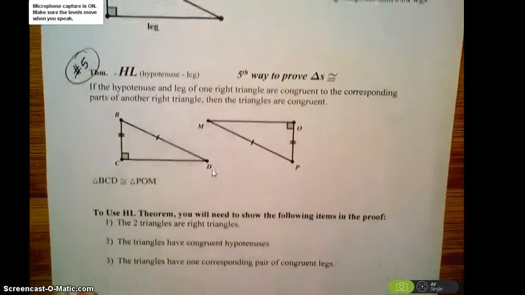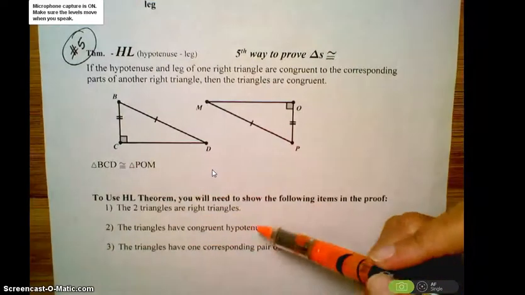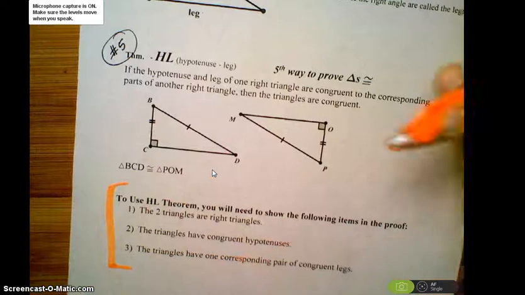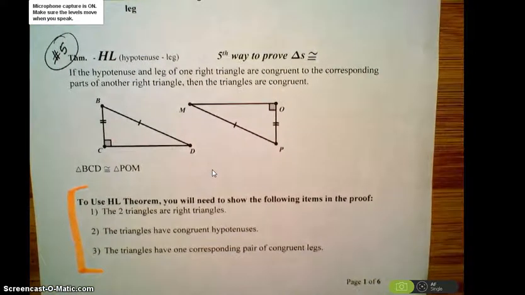Now, at the bottom of the page, this is also important. You have 3 reasons for things you need to include in a proof to show that two triangles are congruent by HL. You want to show that the two triangles are right triangles, and then of course you need congruent hypotenuses and a pair of corresponding congruent legs.